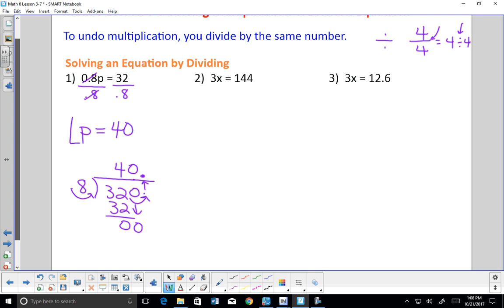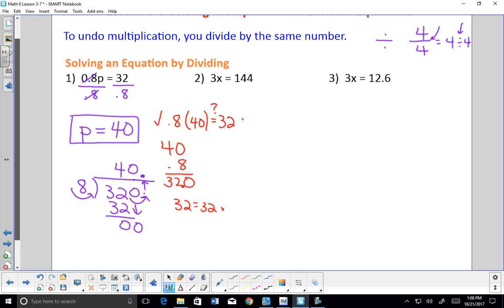And we can check this, just like we checked all our other problems, by placing the number back into the equation and seeing if it makes a true statement. So I want to know, does 0.8 multiplied by 40 actually equal 32? That's what I'm trying to figure out. So I'll actually do the math. 40 times 0.8. 8 times 4 is 32. So yes, it does. 32 equals 32. This does indeed check out. I highly suggest you check.